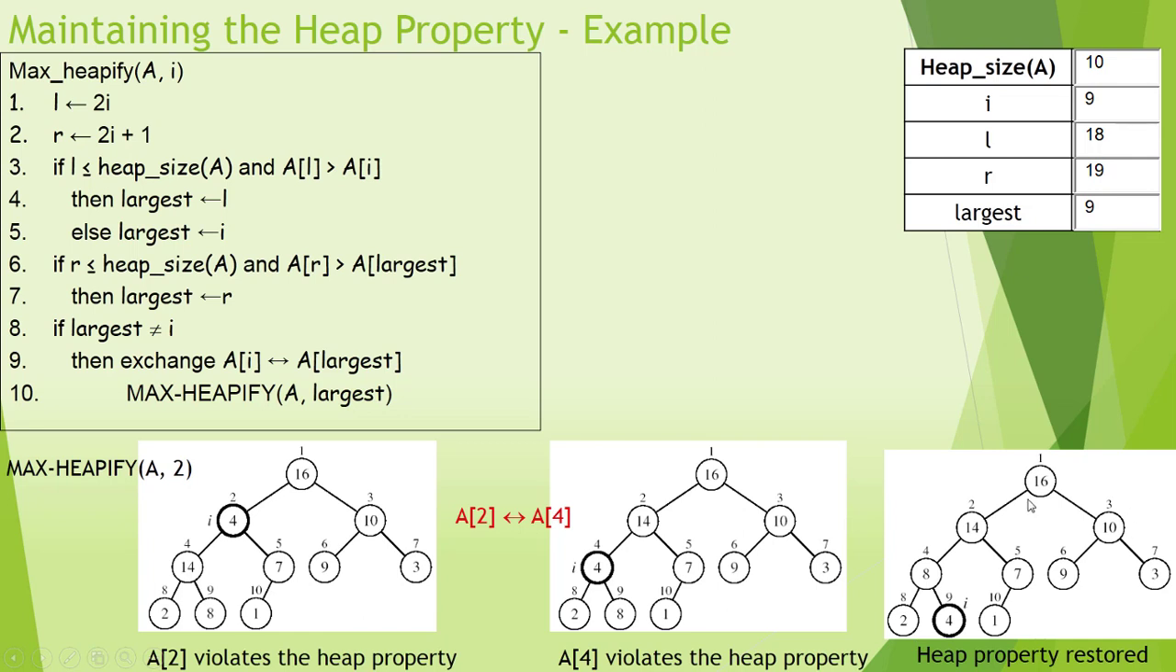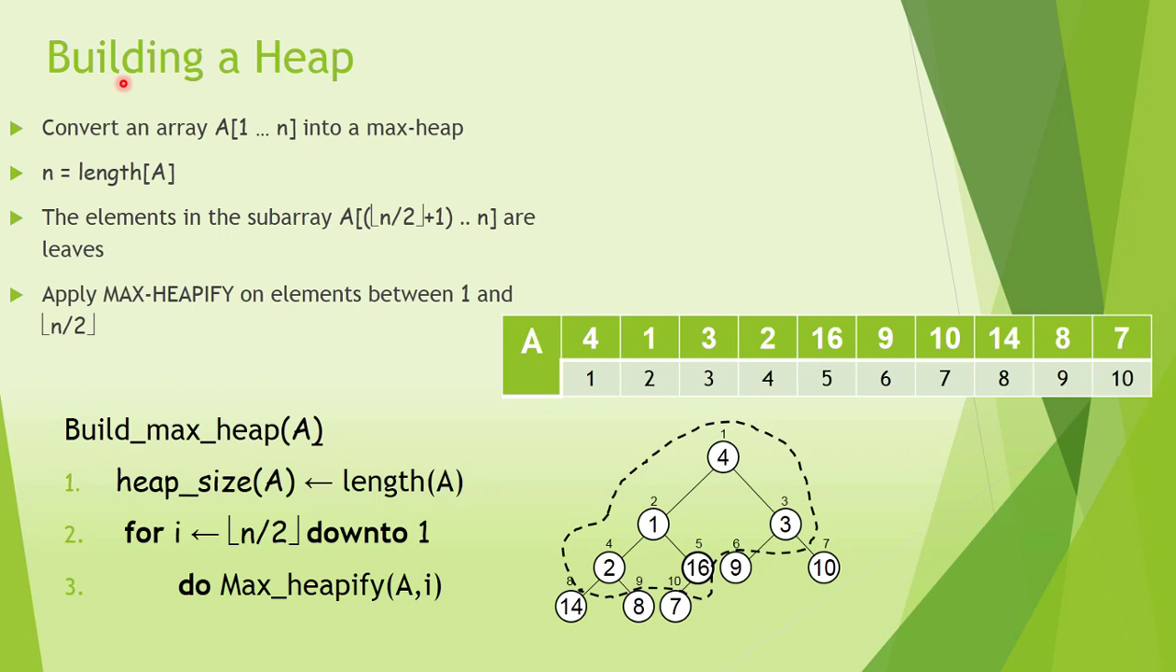So I hope you understood the purpose of max-heap5. Max-heap5 is applied to a particular node with just an assumption that left subtree is a max heap and also right subtree is a max heap. So if it is applied, the entire subtree becomes max heap. So next procedure is for building a heap. It is used to convert an array A of 1 to n into a max heap.